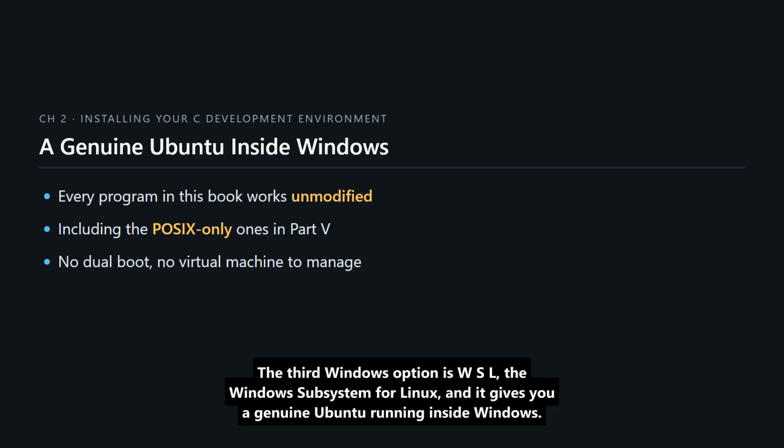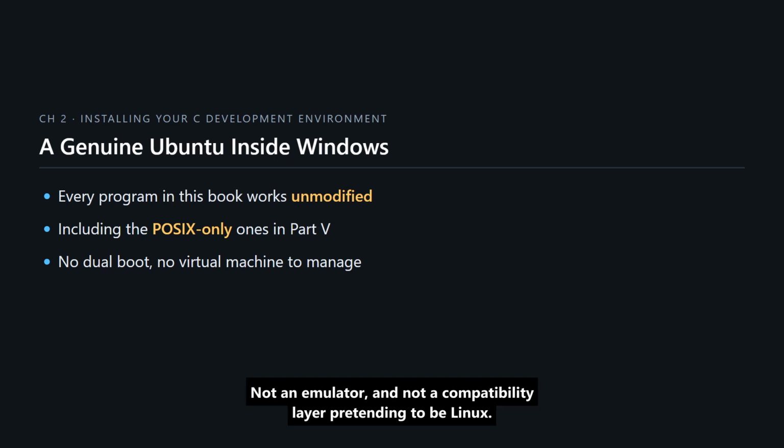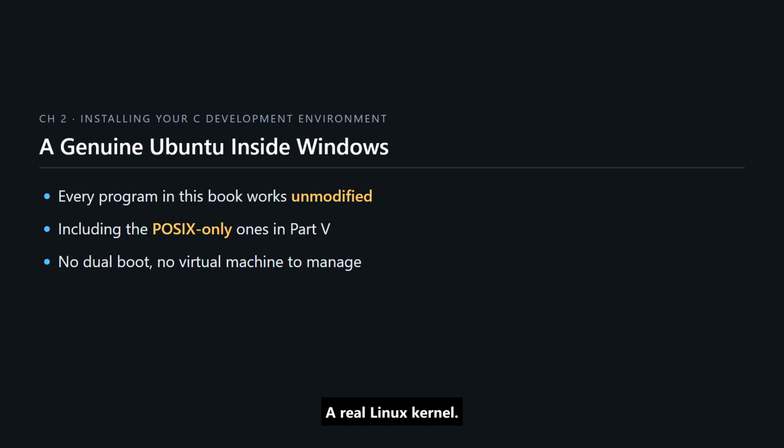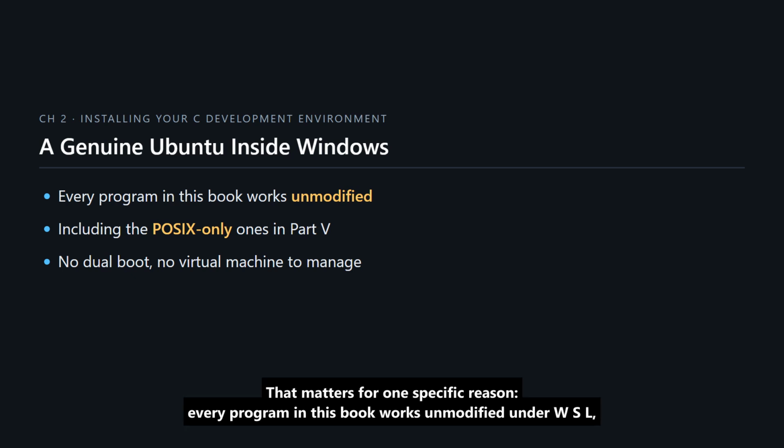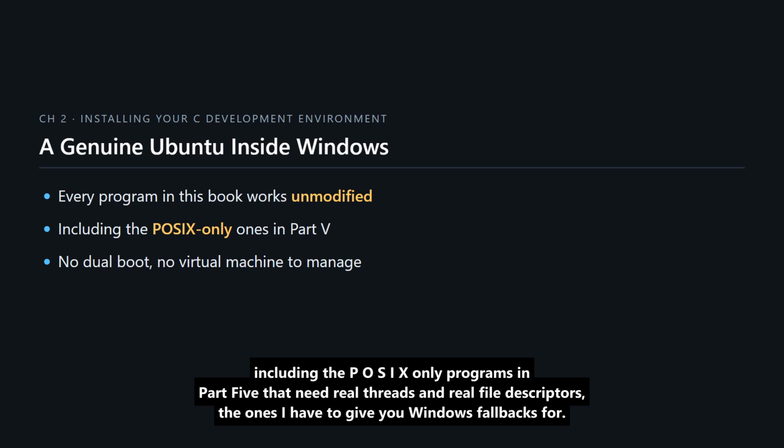The third Windows option is WSL, the Windows Subsystem for Linux, and it gives you a genuine Ubuntu running inside Windows. Not an emulator, and not a compatibility layer pretending to be Linux. A real Linux kernel. That matters for one specific reason. Every program in this book works unmodified under WSL, including the POSIX-only programs in Part 5 that need real threads and real file descriptors, the ones I have to give you Windows fallbacks for.